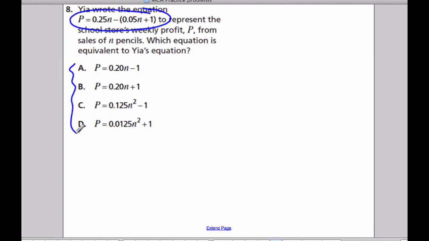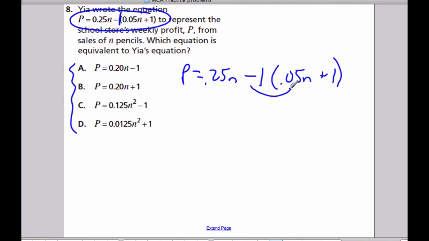Well, let's go ahead and figure out how this is going to work. P is equal to 0.25n minus, I like to say there's a 1 here, even though we don't write it, so we can see what needs to be distributed. 0.05n plus 1. Let's go ahead and distribute the minus 1 in this case to everything inside the parentheses.